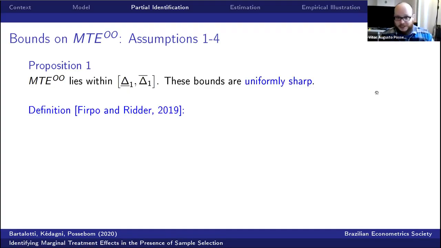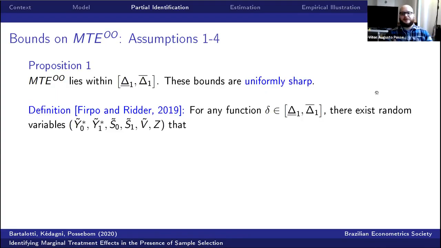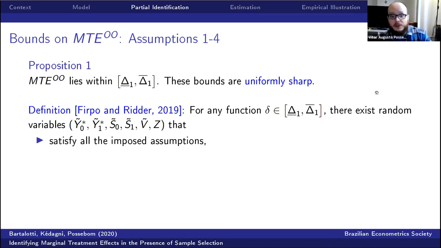And the definition was actually given by Sergio and his co-author Reader in 2019. And the definition is the following one. For any function within those functional bounds, I can create candidate random variables denoted by tilde values that satisfy three properties. First of all, the tilde variables will respect all the imposed assumptions, all assumptions 1, 2, 3, and 4.